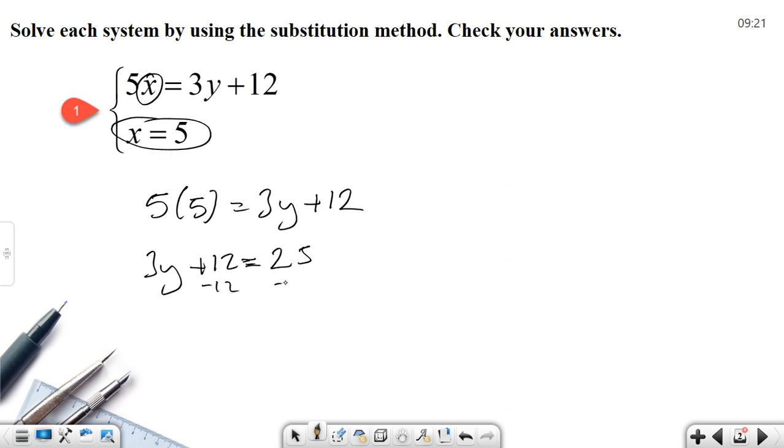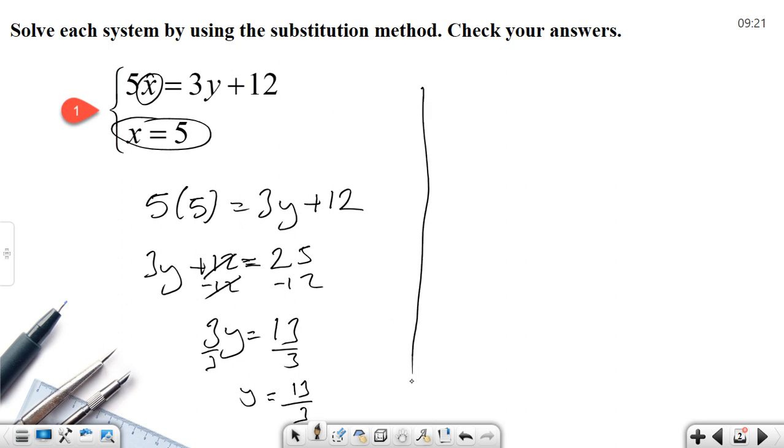3y, and minus 12, minus 12. 12 minus 12 becomes 0. 3y equals 25 minus 12, which is 13. Divided by 3, divided by 3. That's the idea. 3 divided by 3, y. Now I have the value of y equals 13 over 3.